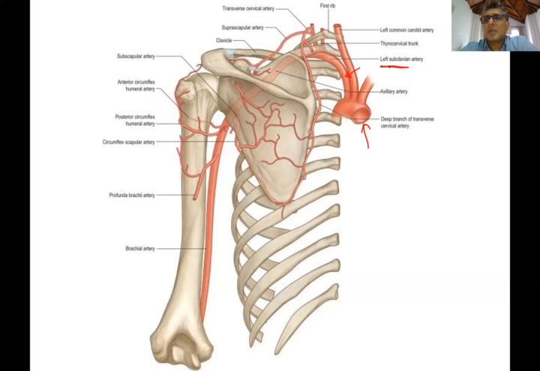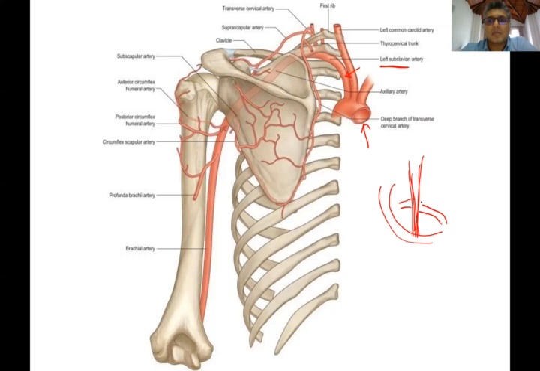It is divided into three parts, which you will learn when you do the neck. It is divided into three parts based on its relationship to a muscle. If you have the first rib like this, there's a muscle getting attached to the first rib, which is called scalenus anterior. This is the first rib.